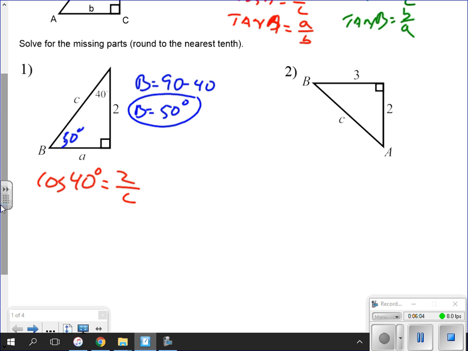If what I'm looking for is in the denominator, just swap the trig function for what's in the denominator. C equals 2 divided by the cosine of 40. And then you pull out your calculator, and you end up getting C is 2.6. Two divided by the cosine of 40. 2.6. So now I have that part and that part.